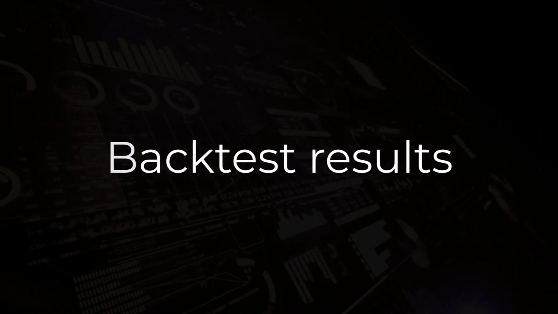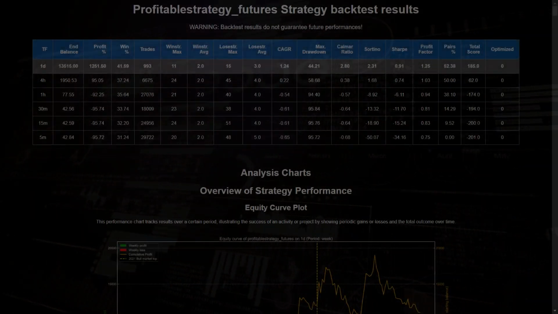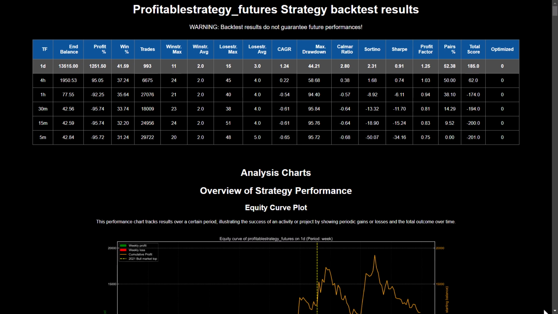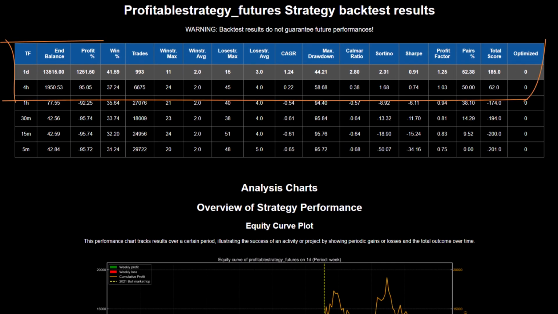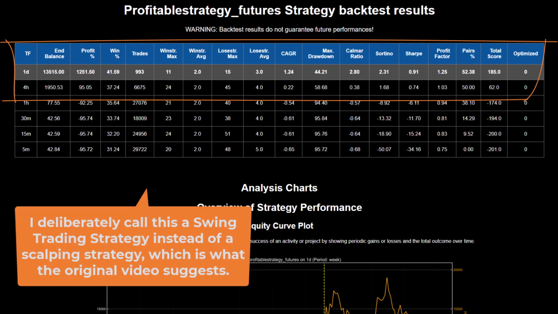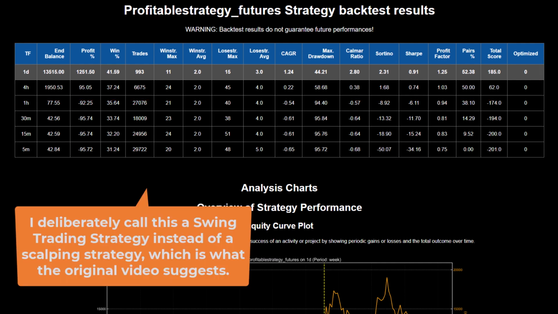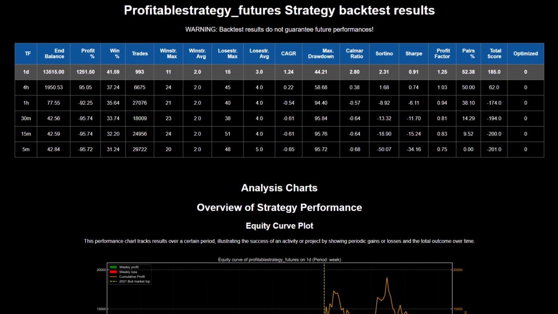But now the backtest results. Is this strategy fit for use with crypto trading? Well, if you look at these results, you already noticed that trading on the higher time frames has the preference over the lower time frames. This is because this is a swing trading strategy and they tend to be doing better on higher time frames than on the lower ones.